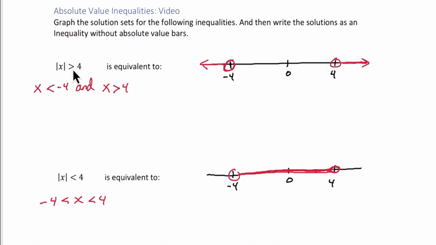Back here, again, the absolute value is greater than the constant. Here we have to separate it into 2 separate inequalities. We'll use this concept when we solve inequalities in the next video.